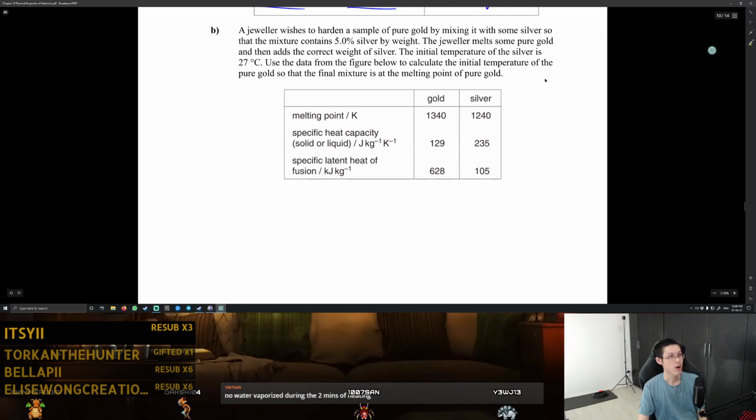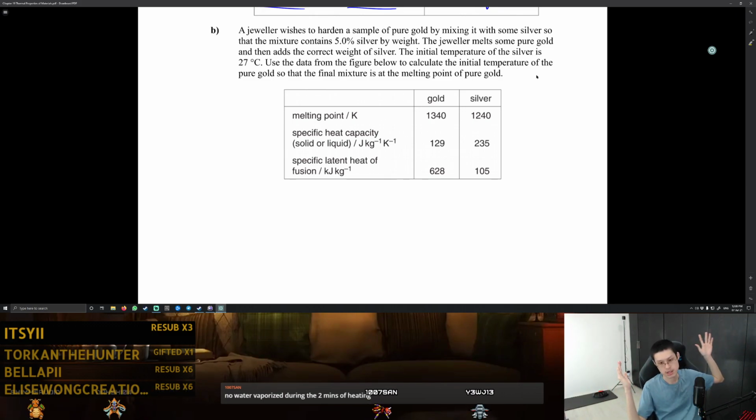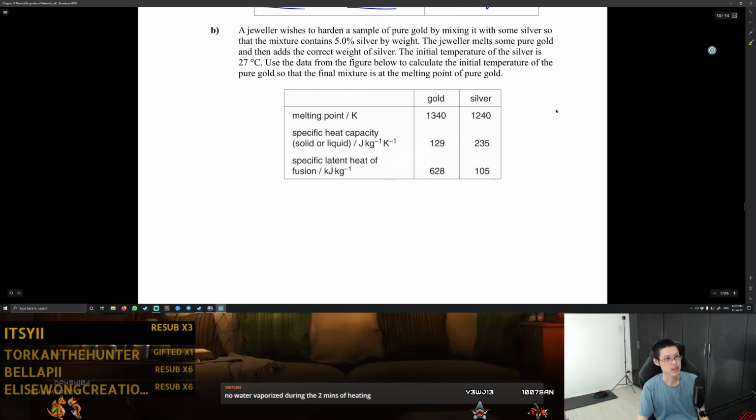Okay, so you have two things. You have gold, you have silver. You're trying to mix them together so you get some kind of alloy, which is 5% silver. So what is the initial temperature of pure gold? Right, in order to mix metals together, they must both be in liquid form, right? So since your silver starts off at 27 degrees Celsius, you have to heat up your silver first to melt it. So let's draw a flow chart.